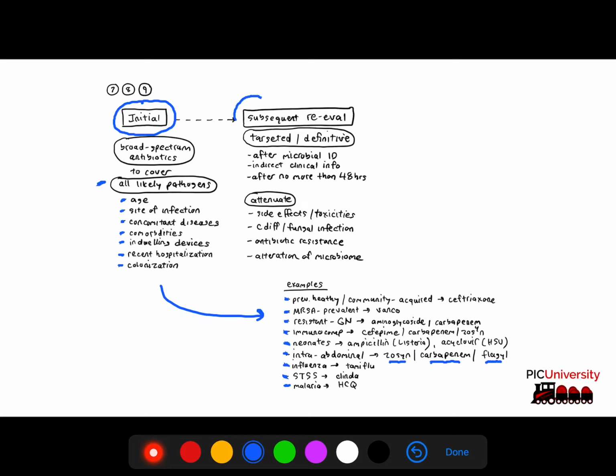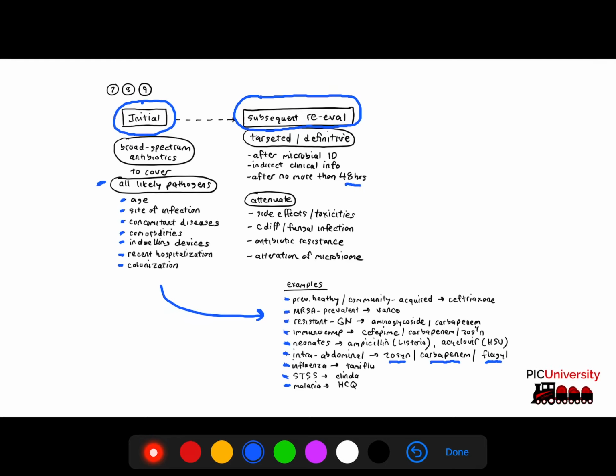Now, after initial therapy is decided upon, the guidelines recommend subsequent reevaluation of your antibiotic coverage on a regular basis. And this is in order to build a targeted and definitive treatment plan for these patients. So after microbial identification, or perhaps using indirect clinical information such as trend of inflammatory markers, improvement or worsening, these patients should have their antibiotic regimens evaluated after no more than 48 hours.